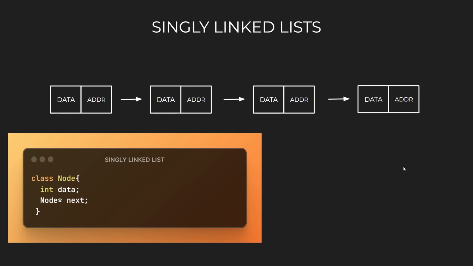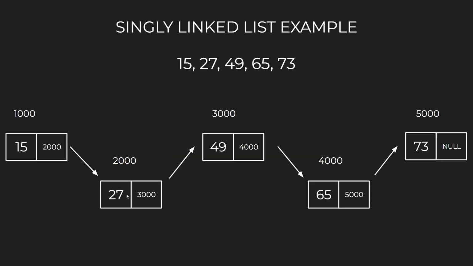Imagine a series of interconnected nodes where each node holds a piece of data and a reference to the next node in the sequence. This, my friends, is the essence of a linked list. Unlike arrays, which store elements contiguously in memory, a linked list stores its elements in separate nodes, and the connections between these nodes are achieved through pointers or references.